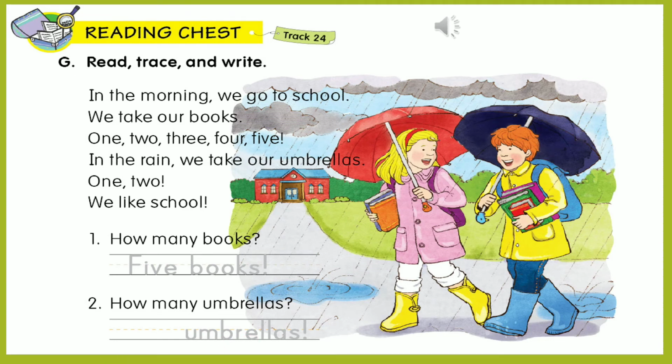Track 24. Reading Chest. Page 41. G. Read, trace, and write. In the morning, we go to school. We take our books. 1, 2, 3, 4, 5. In the rain, we take our umbrellas. 1, 2. We like school.